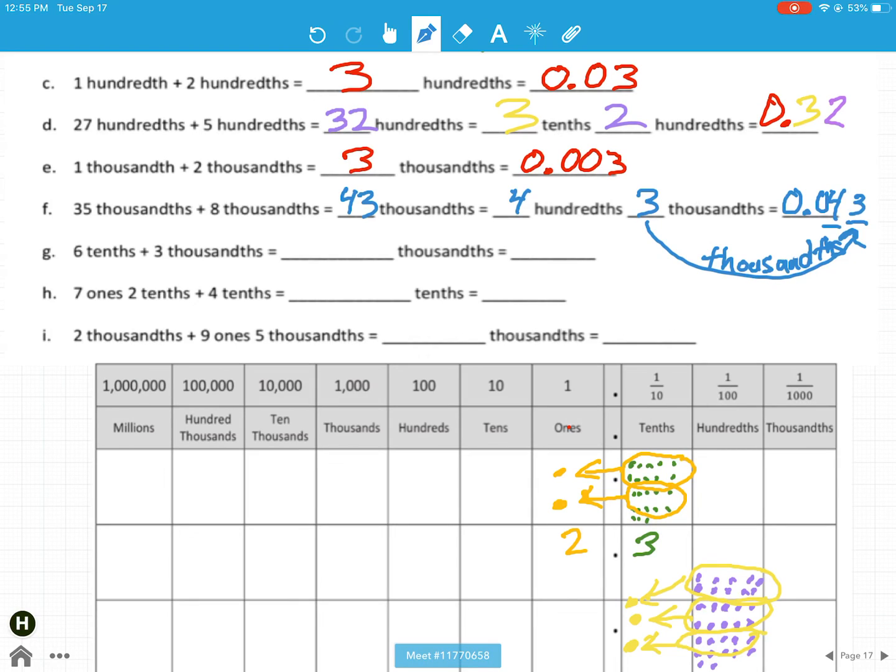All right, so now we get into a little more complicated. 6 tenths. So you might want to write it out. 6 tenths, 0 hundredths, and 3 thousandths. So it's right there, 603 thousandths.